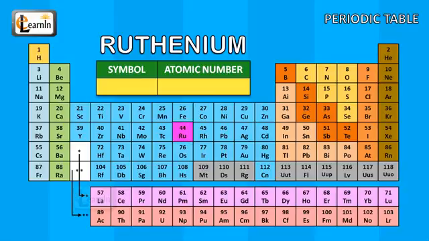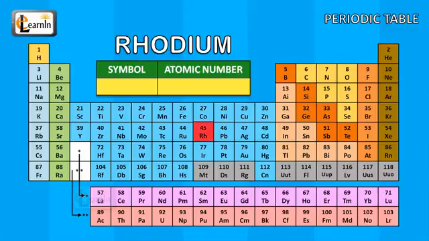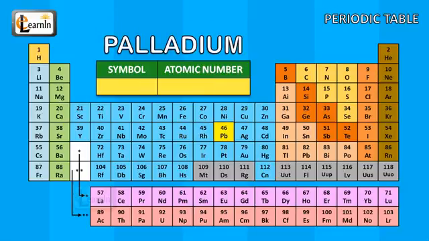The element ruthenium is represented as Ru and has an atomic number of 44. The element rhodium is represented as Rh and has an atomic number of 45. The element palladium is represented as Pd and has an atomic number of 46.